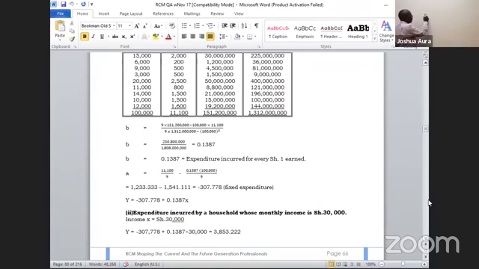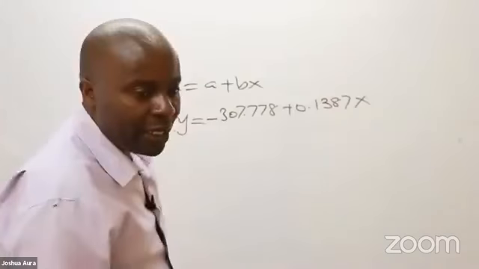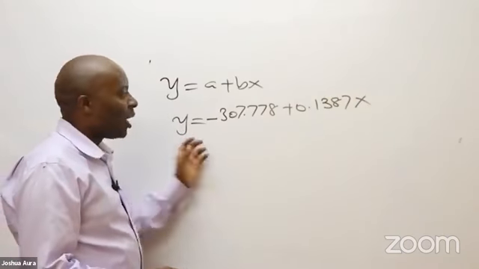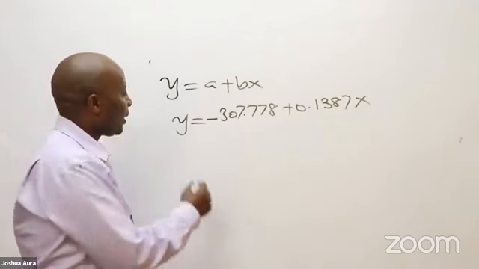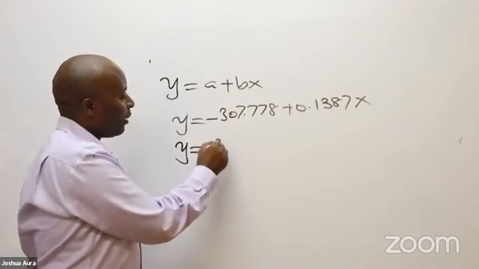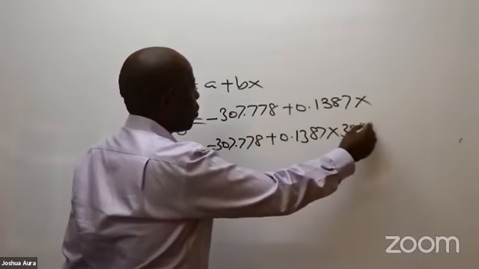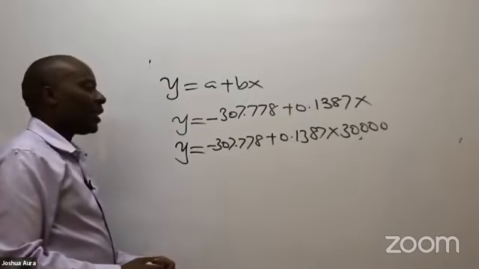I have my y equals a plus bx. My y will be equal to a, which is minus 307.778, plus 0.1387x. And remember that x is the income, and the income is the one they have given us, an income of 30,000. So they want us to give them our expenditure when the income is 30,000. So our y will be minus 307.778 plus 0.1387 times our x, which is 30,000.